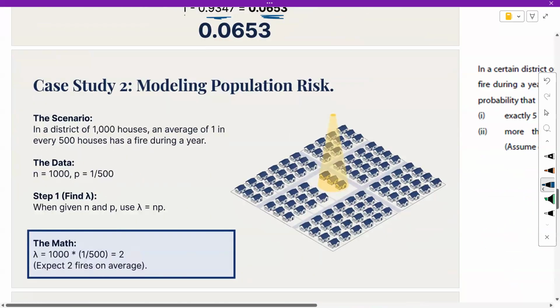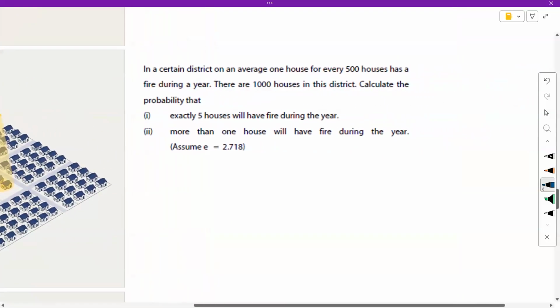Now we look at example number 2, regarding modeling population risk. In a certain district, on average, one house for every 500 houses has a fire during a year. So what is the probability of getting a fire? 1 over 500.